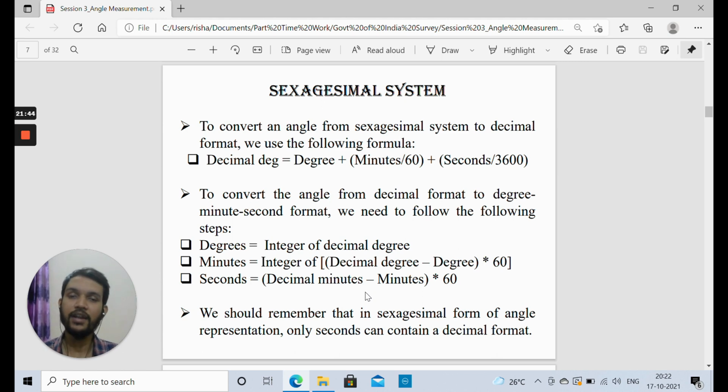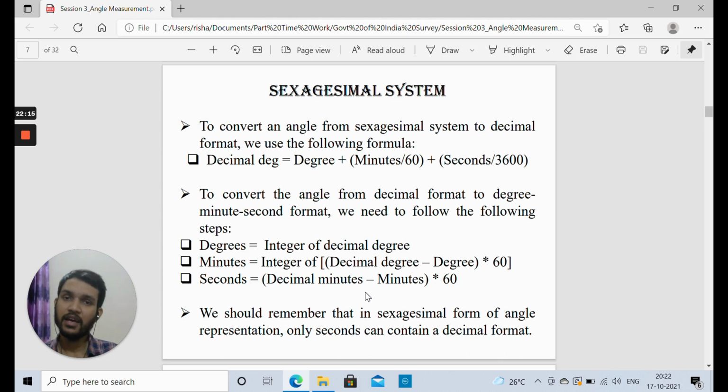Why? Because 1 degree has 60 minutes and each minute has 60 seconds. So 1 degree actually has 3600 seconds. So if you are trying to convert the entire angle into degrees in decimal format, minutes will have to be divided by 60 and angles reported in seconds will have to be divided by 3600. Then you can add all these three values to get the final angle reported in decimal degrees.